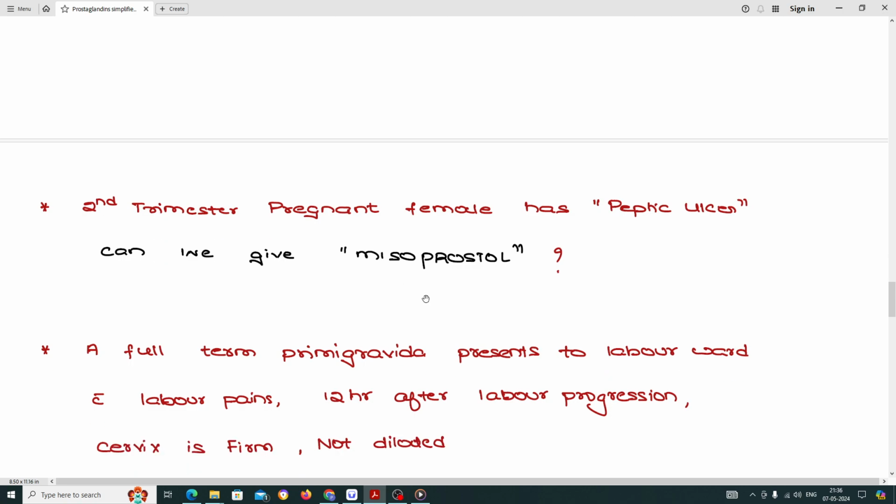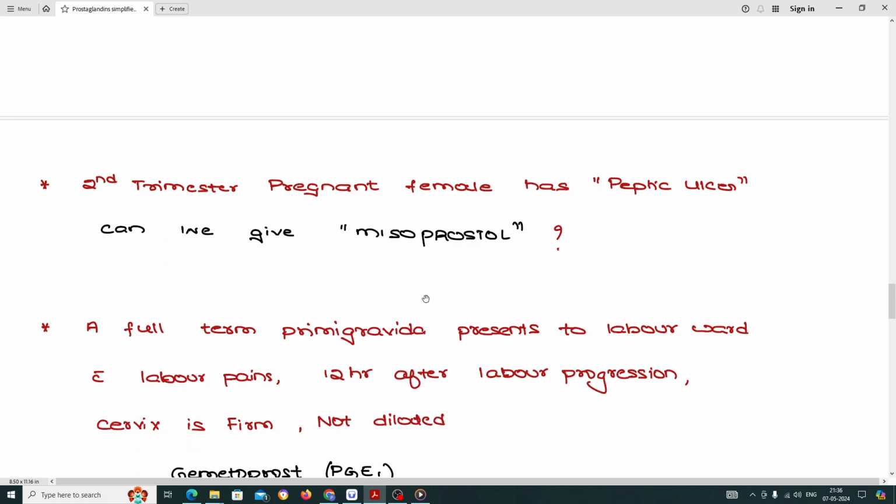In case of second trimester pregnancy, if a female has got peptic ulcer, can we use misoprostol? No, misoprostol cannot be used because it can cause uterine smooth muscle contraction, and it can lead to abortion.